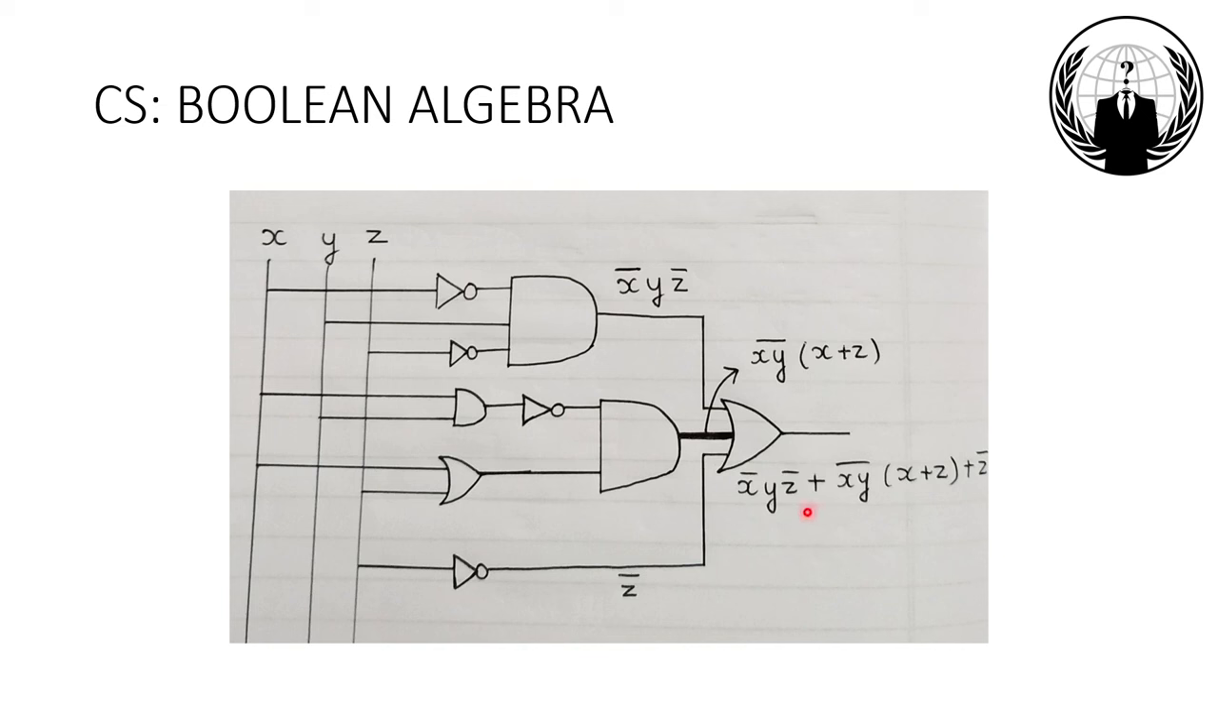And in this case, these are the sum of products. So for the sum we will use the OR gate. We combine all these terms by the OR gate, and we finally get the output or the result.